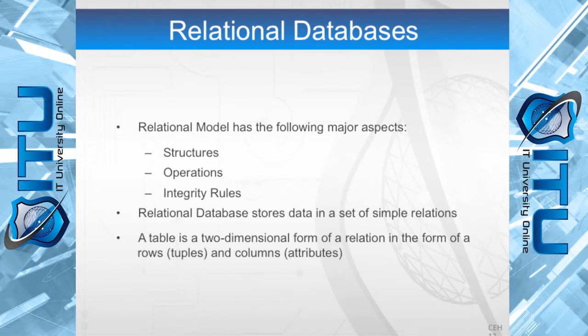Relational databases really store data in a set of simple relations. A table, for example, is a two-dimensional form of a relation in the form of rows, which are also known as tuples, and columns, which are also known as attributes. So let me show you.